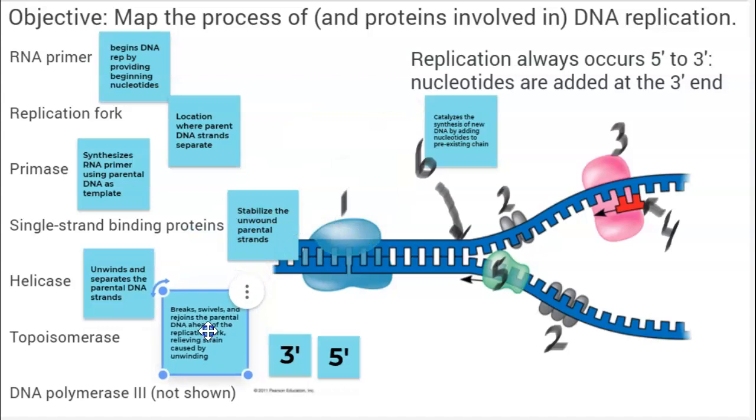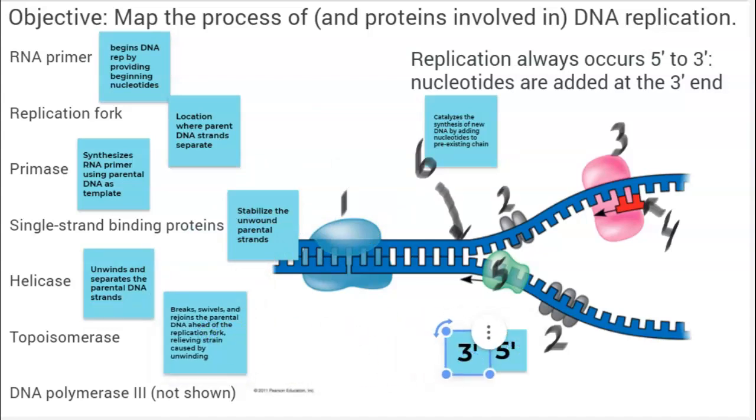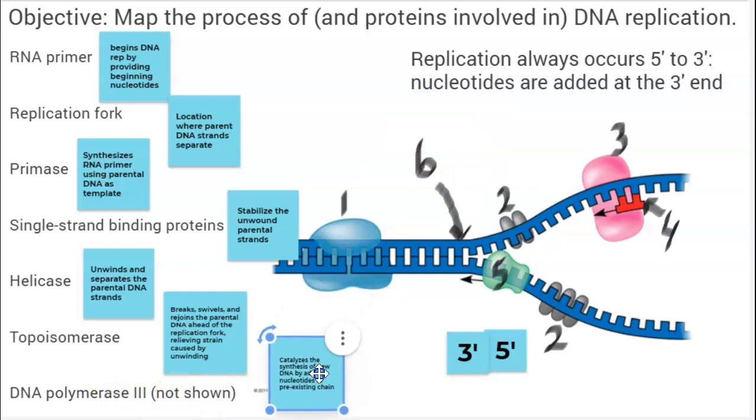That prevents the strands from just breaking. And then the DNA polymerase 3, it is not shown, but that is the enzyme that's going to come in and add new DNA nucleotides. And so when you have the definitions, it might be easier to come through here and then label the components.